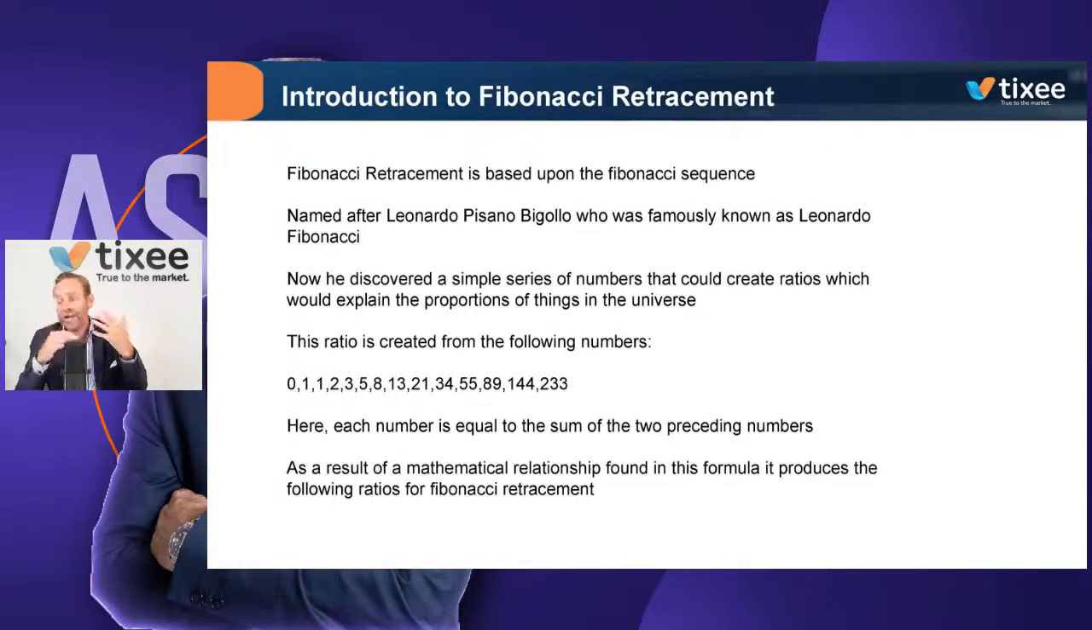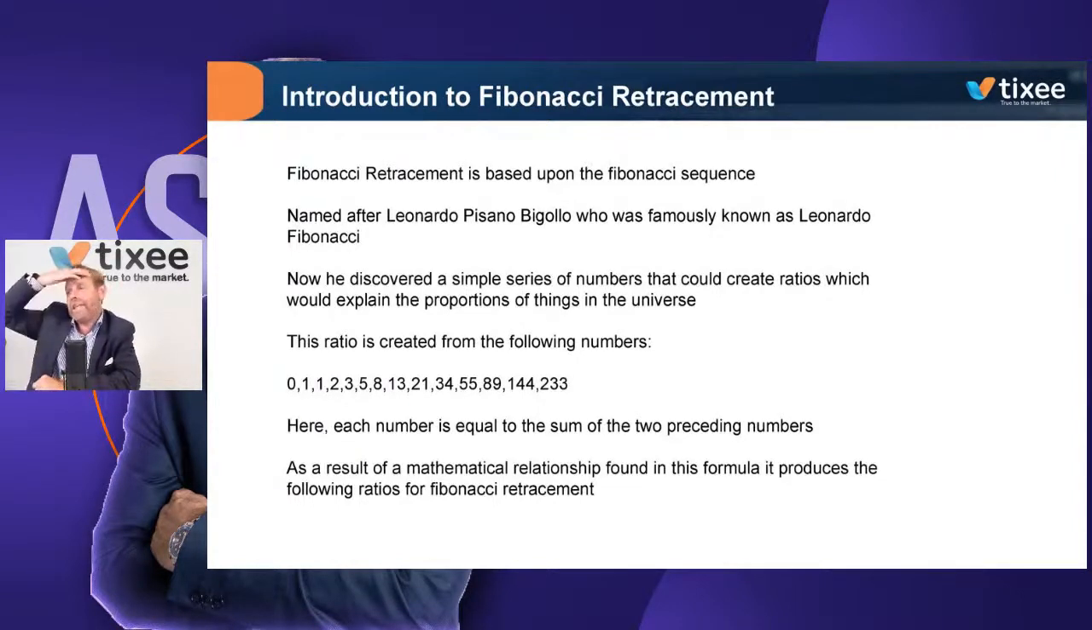This ratio is created from the following numbers: 0, 1, 1, 2, 3, 5, 8, 13, 21, 34, 55, 89, 144, and 233. Here, each number is equal to the sum of the two preceding numbers. Now, don't worry, I'm not expecting you to become a mathematical genius to do this. Don't forget, when it comes to trading, we have our technical indicators that do all the calculations for us.